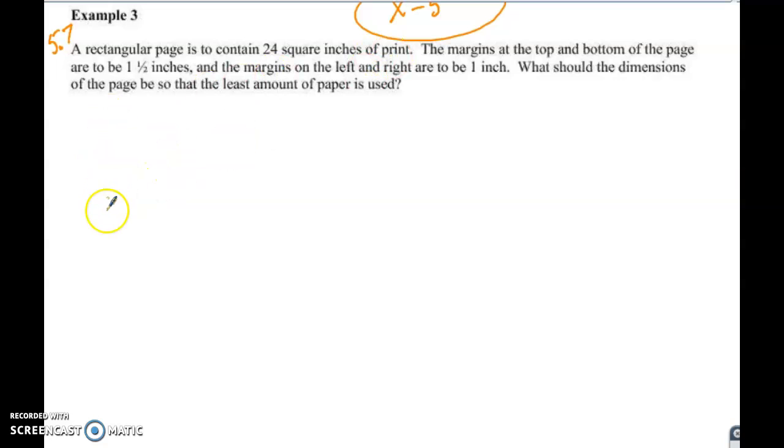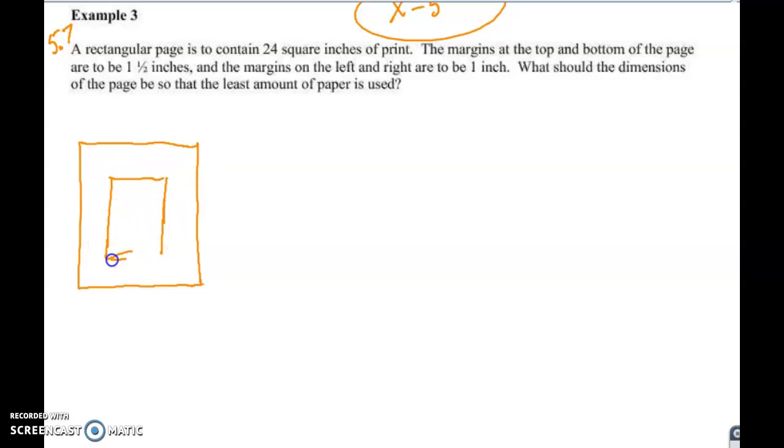The way I'm reading that is if we have a rectangular piece of paper, I'm trying to make this look like a piece of paper, and the print is somewhere in the middle. The top and bottom have 1.5 inches, and then the left and the right have 1 inch. The print is 24 square inches, so this would be length and width, but I'm going to use X and Y because that's what I typically do.